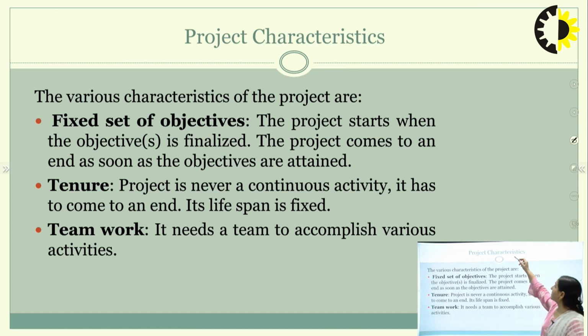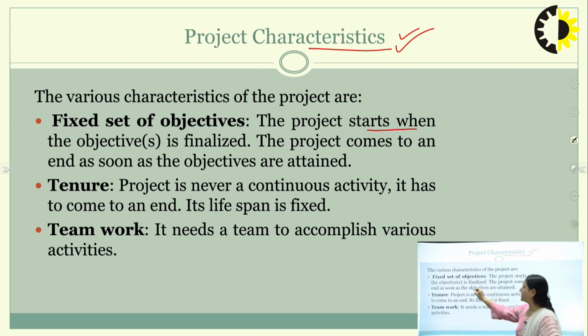Now, let's discuss the characteristics. What are the characteristics of a project? There are different types of characteristics of a project. First is a fixed set of objectives. Right? It is very essential that when you are starting the project, the objective is properly finalized. Until and unless we are aware of what we are expecting out of it, it's very difficult to even start or take a step ahead.